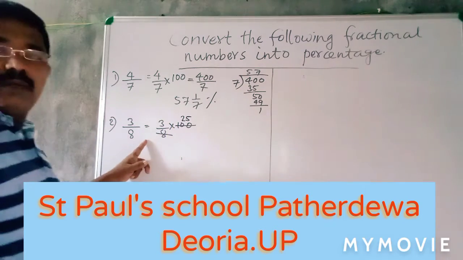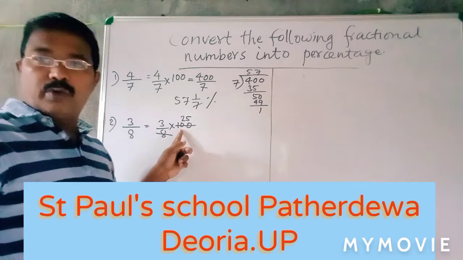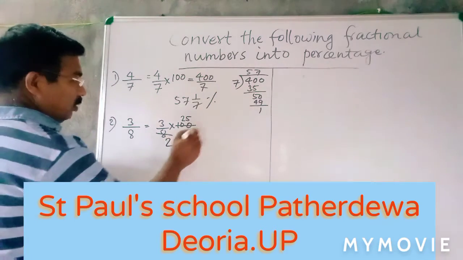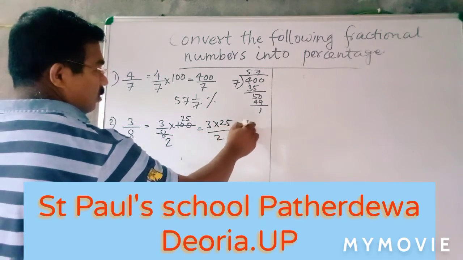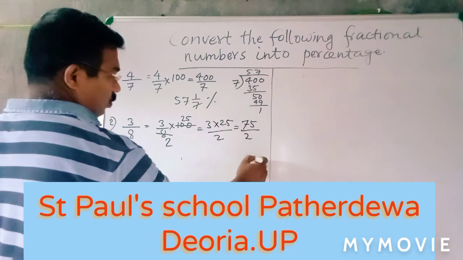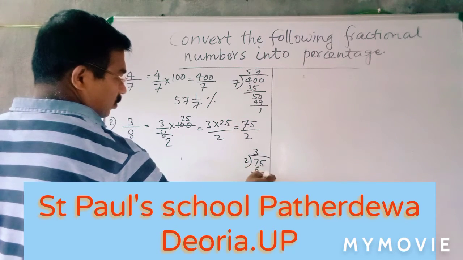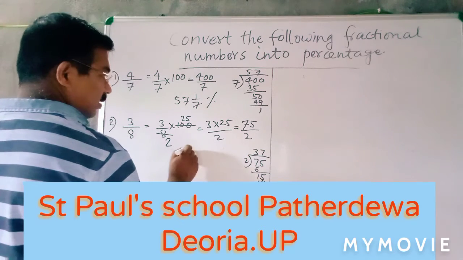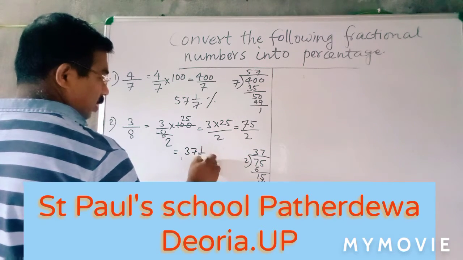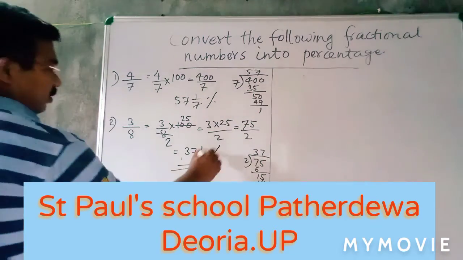We divide both the numbers with 4, and we will get 25 here and 2 here. So 3 into 25 by 2 is 75 by 2. The answer is 37 1 by 2%.